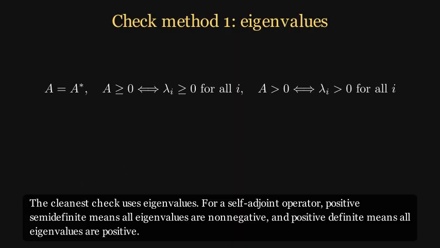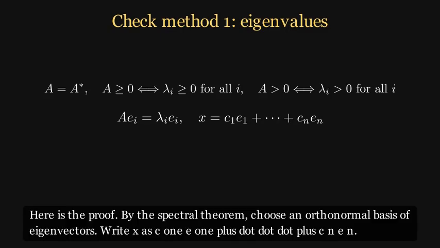The cleanest check uses eigenvalues. For a self-adjoint operator, positive semi-definite means all eigenvalues are non-negative, and positive definite means all eigenvalues are positive. Here is the proof. By the spectral theorem, choose an orthonormal basis of eigenvectors. Write X as c1e1 plus ... plus cnen.